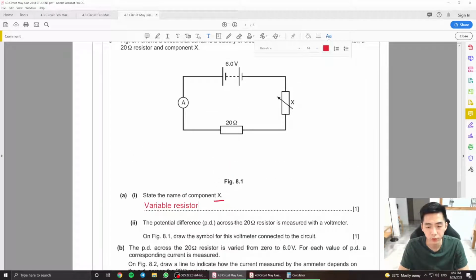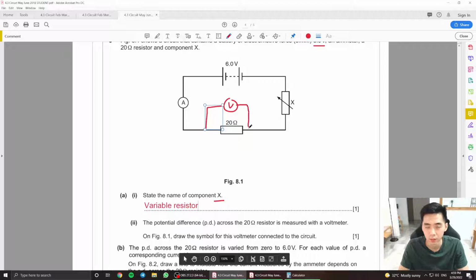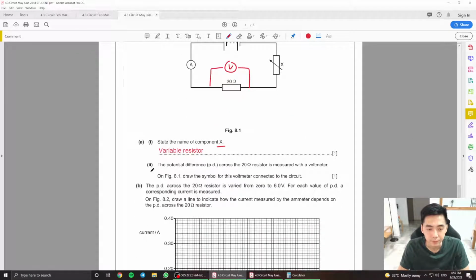The potential difference across the 20 ohm resistor is measured with a voltmeter. On figure 8.1, draw the symbol of the voltmeter in the circuit. So obviously you can draw it here, right? It's supposed to be either on top or at the bottom, but as long as they are parallel, it is definitely acceptable already.